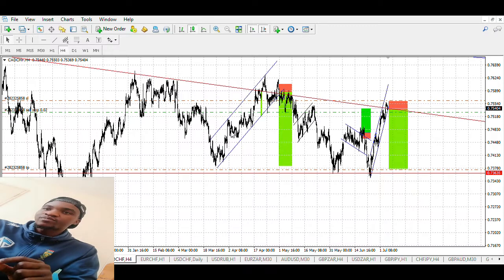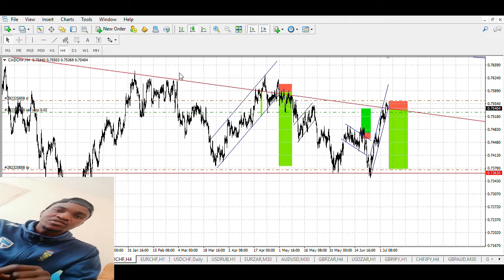So this is an ascending channel, though this was a little bit bigger than this one. So ascending channel towards the red resistance. This is the red resistance that we have.